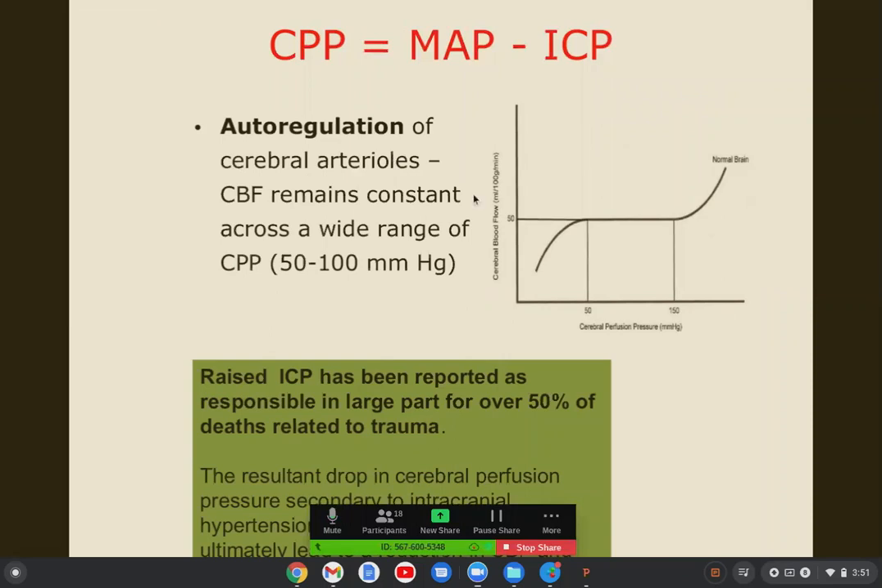Autoregulation of cerebral arterioles keeps cerebral blood flow constant, so that a cerebral perfusion pressure of 50 to 100 is maintained. It has been shown that raised ICP is responsible for 50% of deaths related to trauma. The resultant drop in cerebral perfusion secondary to intracranial hypertension ultimately leads to this problem. CPP is equal to mean arterial pressure minus ICP.